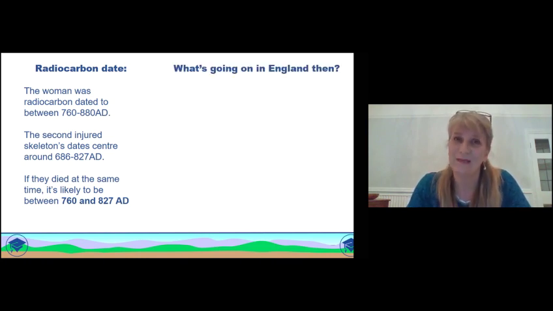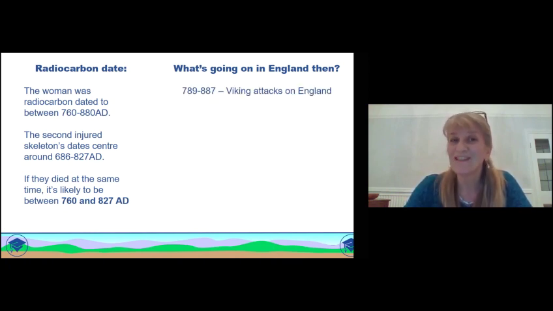This, of course, immediately prompts the thought to us, what's going on in England then? Now, you could do a bit of research into this, but the main characteristic activity that is taking place in England then is Viking attacks. Certainly, that's the main activity which you might expect, the sort of frenzied attack that we've seen in these skeletons.